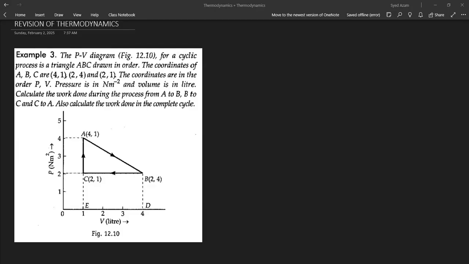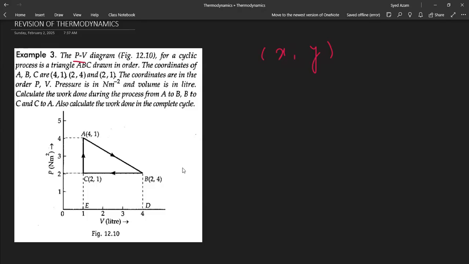Class, what's the answer coming? See, a triangle is given and the PV diagram has been mentioned for a cyclic process ABC drawn in order. The coordinates of A, B, C are mentioned as (4, 1), (2, 4) and (2, 1). Whenever coordinates are mentioned, that tells you the distances from the X and Y axis. Now you have to calculate the work done.